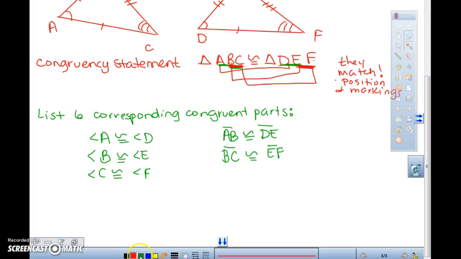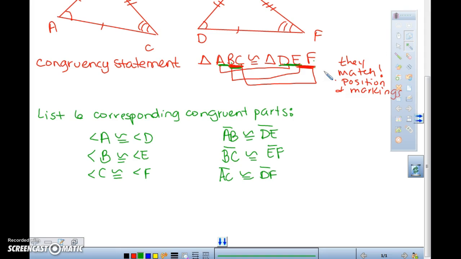And then the last one. Okay, good. First and last. First and last. Or look at your picture. 6 corresponding congruent parts. Or if you think about what we did with our patty paper, these would be the things that would match nice and perfect on top of one another.